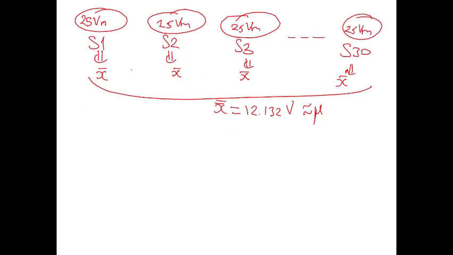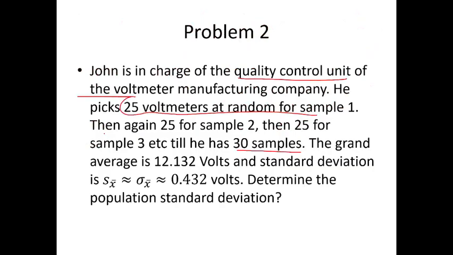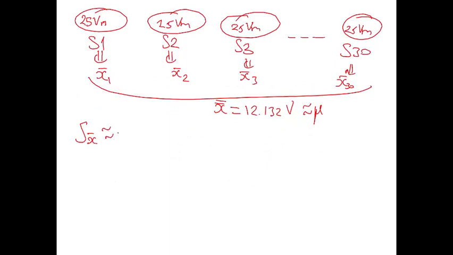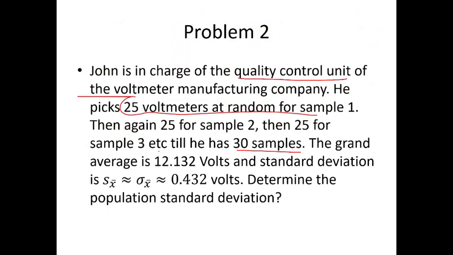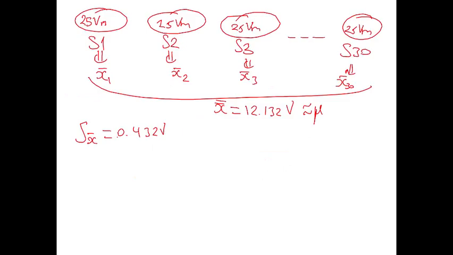And then he also finds the standard deviation of these samples. So the standard deviation of the sample average is 0.432 volts. This one is not approximate, this one is exact. Sorry for that. So the question says, determine the population standard deviation.